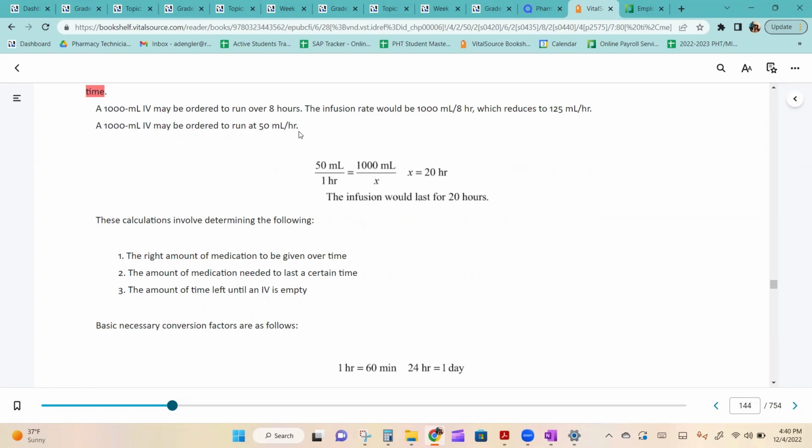And this one they set up like a proportion, so we can look at this one. So they have 50 ml per hour. That is the infusion rate. So whenever you see milliliters over time, you should know that that is either the infusion, flow rate, or administration rate. So if we ran a 1000 ml IV at 50 ml per hour, that would take 20 hours because we would do a 50x and we'd set it up as 1000 times 1.